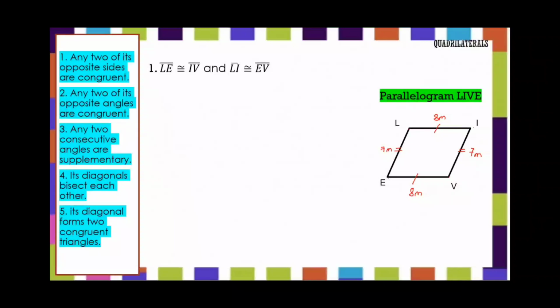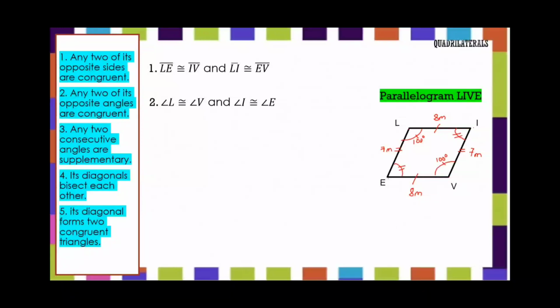Okay? Next, number 2. Any 2 of its opposite angles are congruent. Ano-ano ba yung pairs ng opposite angles natin? First one, we have angle L and angle B. Since they are opposite, ibig sabihin, they are congruent. Let's say that the measure of angle L is 100 degrees. It means that the measure of angle B is also 100 degrees. So, for number 2, angle L is congruent to angle B. And the other pair, which is angle I, that is opposite angle E. Therefore, they are also congruent.